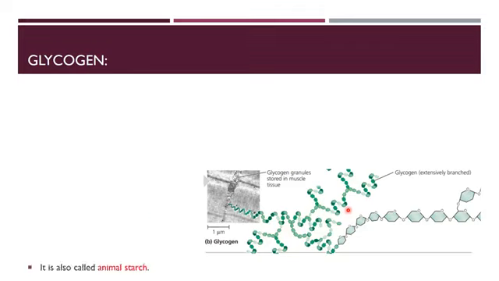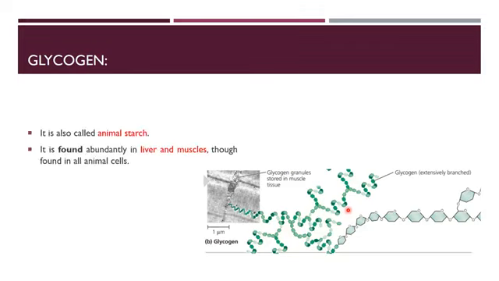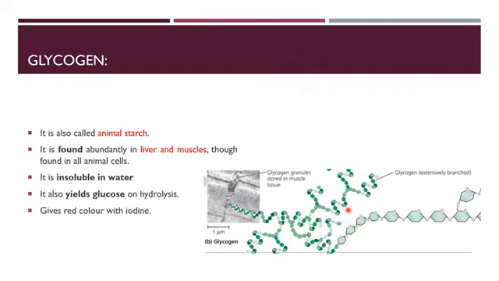So next is glycogen. It is also called animal starch, and it is found abundantly in the liver and the muscles. It's insoluble in water, and it yields glucose molecules on hydrolysis, and with iodine it will give you a red color, so that you can easily identify it in the laboratory. Okay, so you can see here, glycogen is extensively branched.